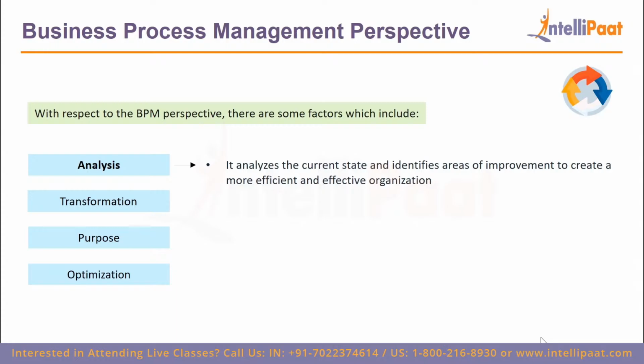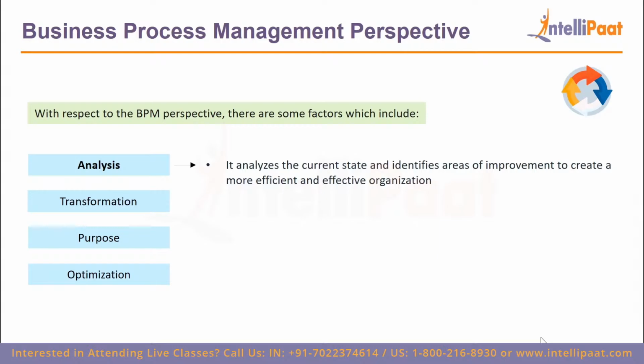So that is why business process management is a very crucial task, because by applying business process management, organizations can improve their processes as well as keep all aspects of operations running optimally. So here are the factors which influence it: analysis, transformation, purpose, and optimization.